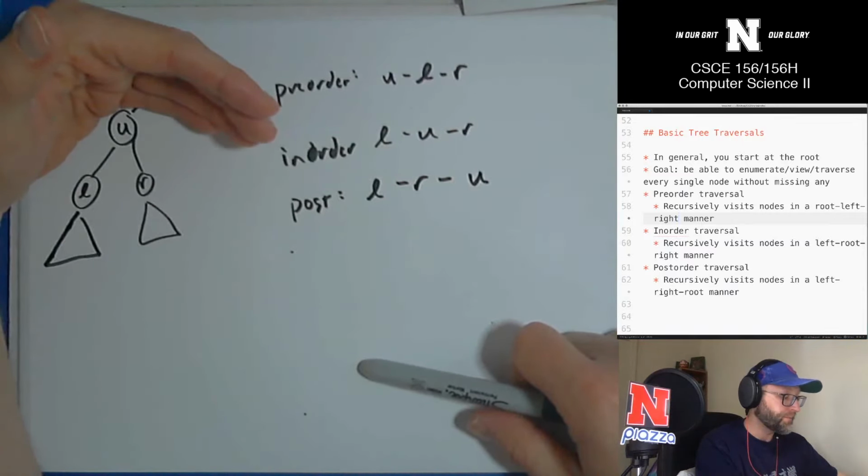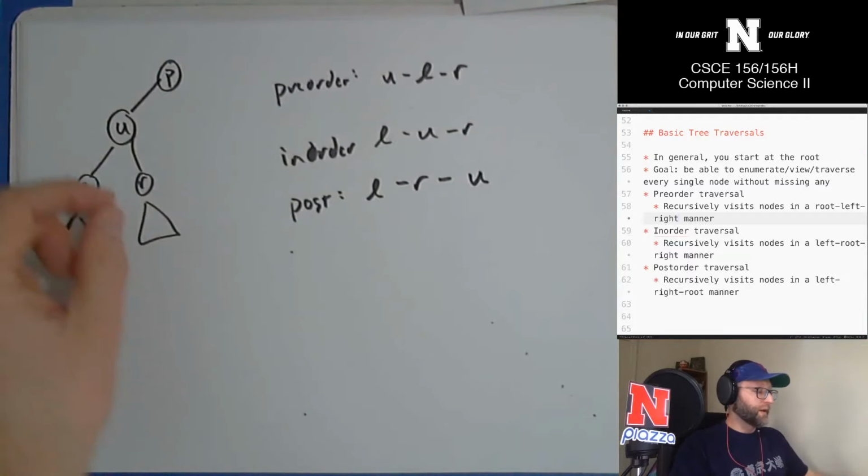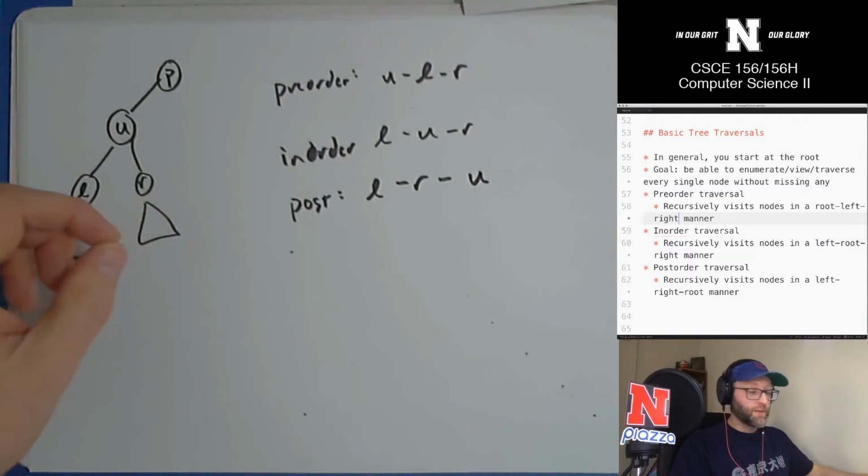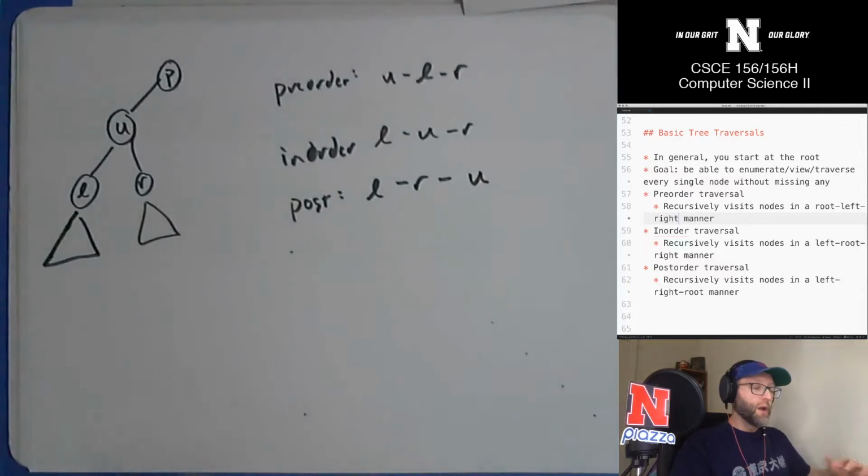Okay. Now you might ask yourself, well, wait a second. Oh, there's another possibility here. In fact, if you have U, L, and R, the number of permutations of those three things is 6.